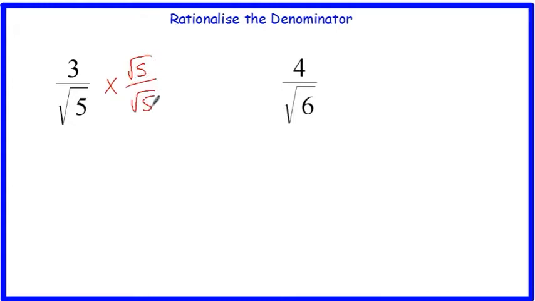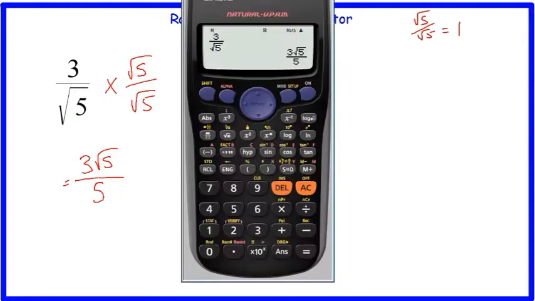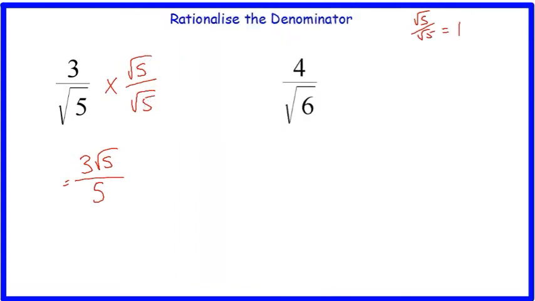Now, anything over itself, so root 5 over root 5, is equal to 1. So multiplying it by 1 will not change the answer. When I multiply the top together, I get 3 root 5. And multiply the bottom together, I just get the number 5 as the roots disappear. And that will give me that answer. So you just take the root in the bottom, multiply it, and that is what will happen.